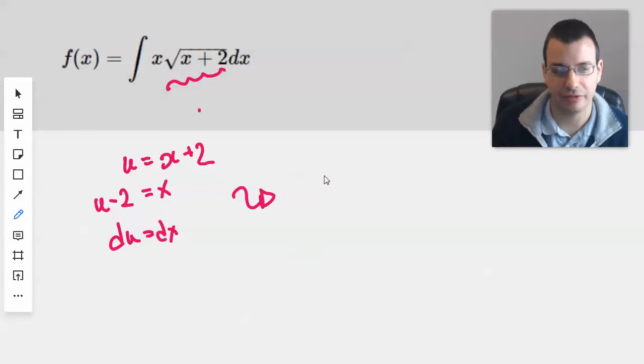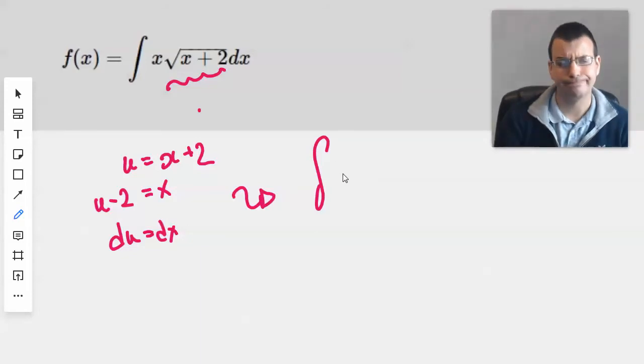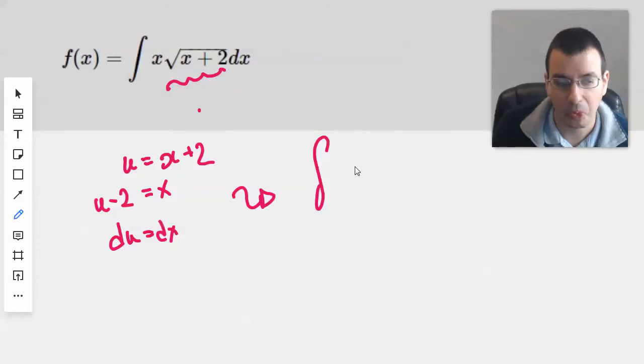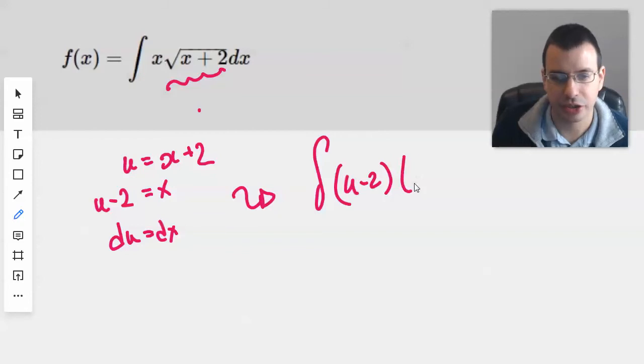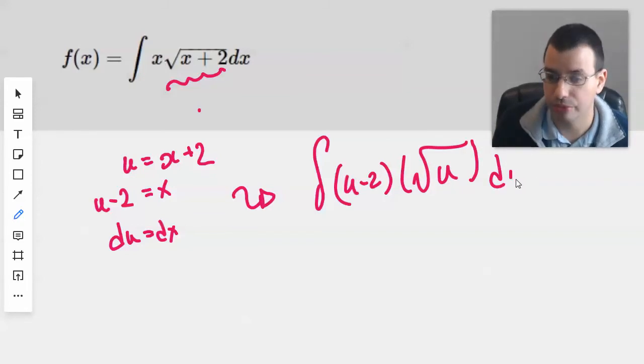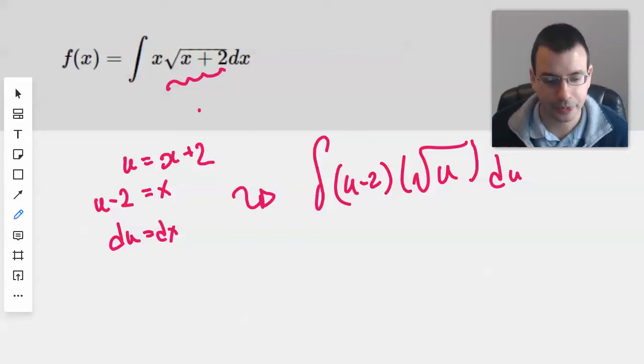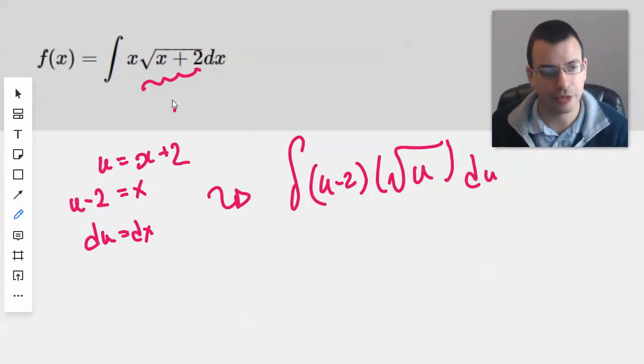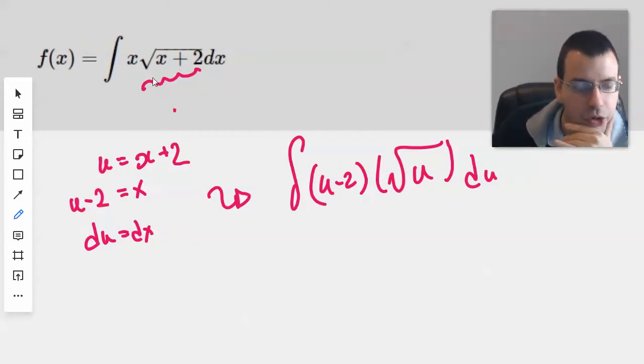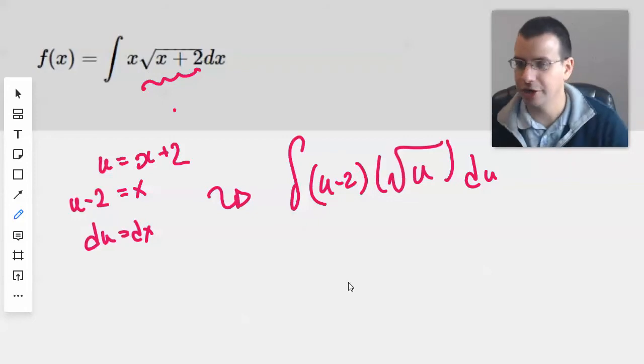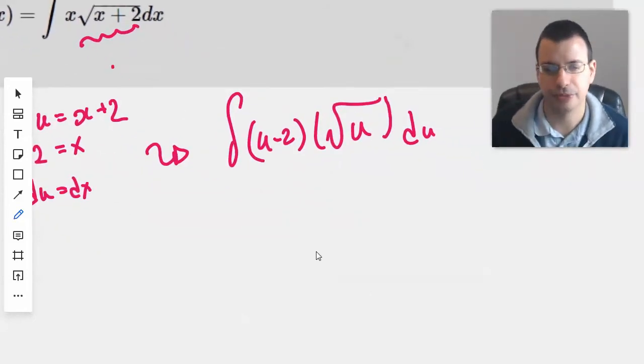So then we'll have the integral of u minus 2 times square root of u du. Perfect. So now we can distribute. Before we couldn't, you can't distribute the, okay, we'll go through it later. This is the way we want to do it.